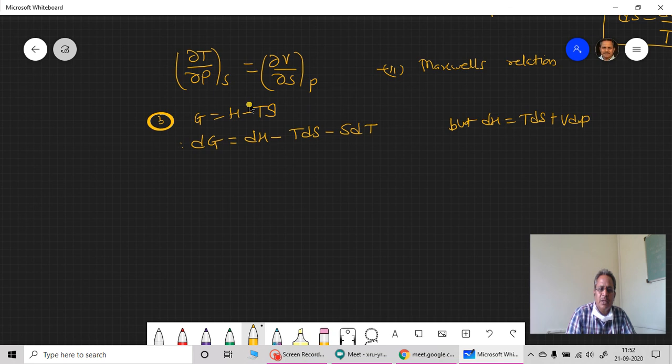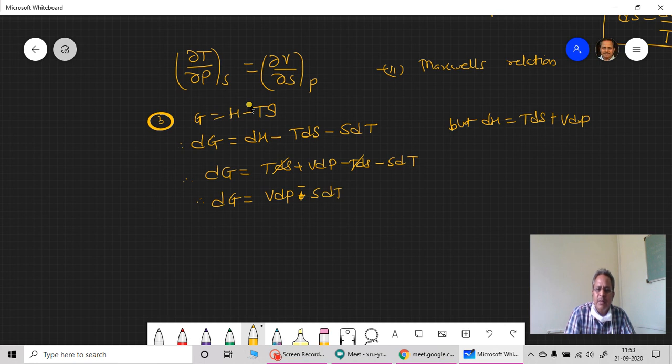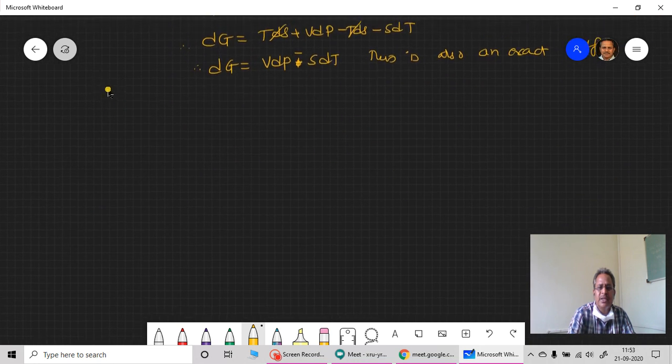Okay, now take it there. Therefore, dg is equal to TdS plus VdP minus TdS minus SdT. So here this TdS is positive, this is negative, that gets cancelled, and what remains is dg is equal to simply VdP minus SdT. Okay, and this is also an exact differential, and if that is so, I can get the condition here to be satisfied.